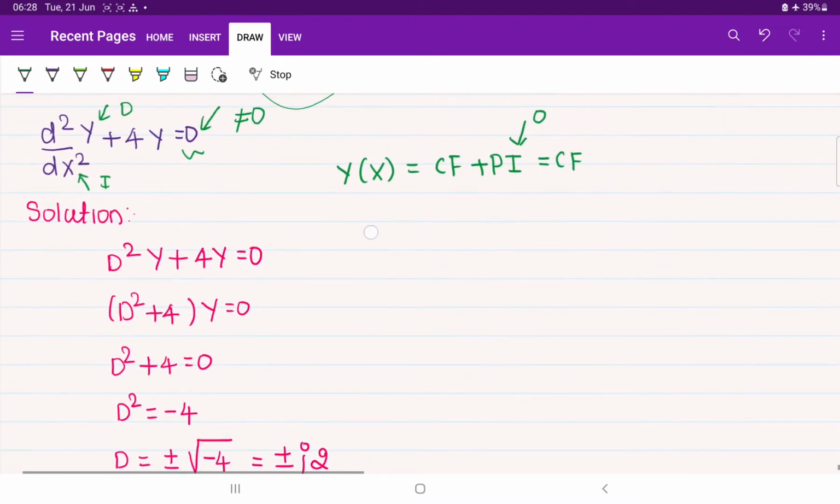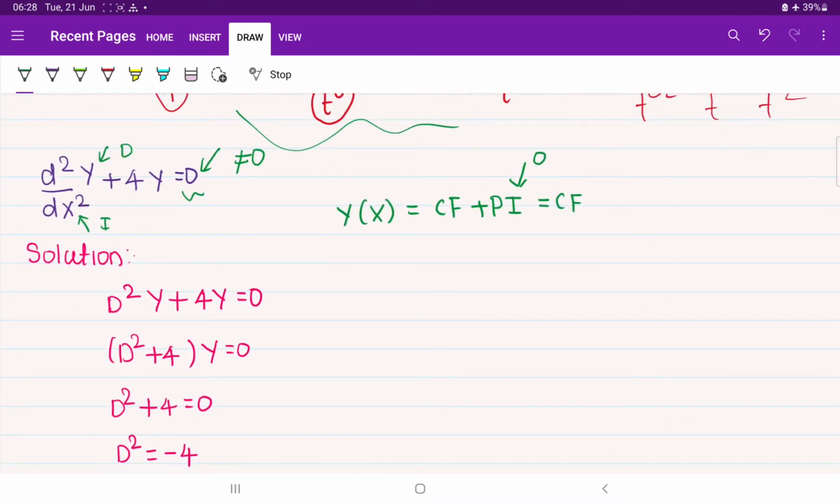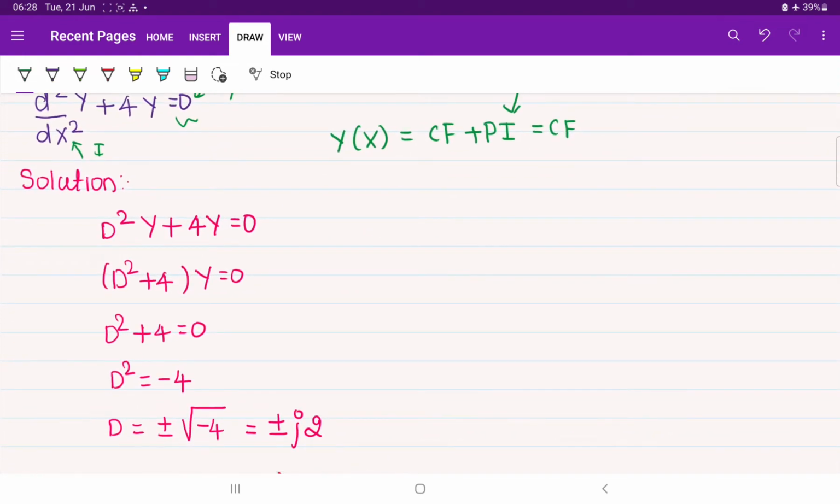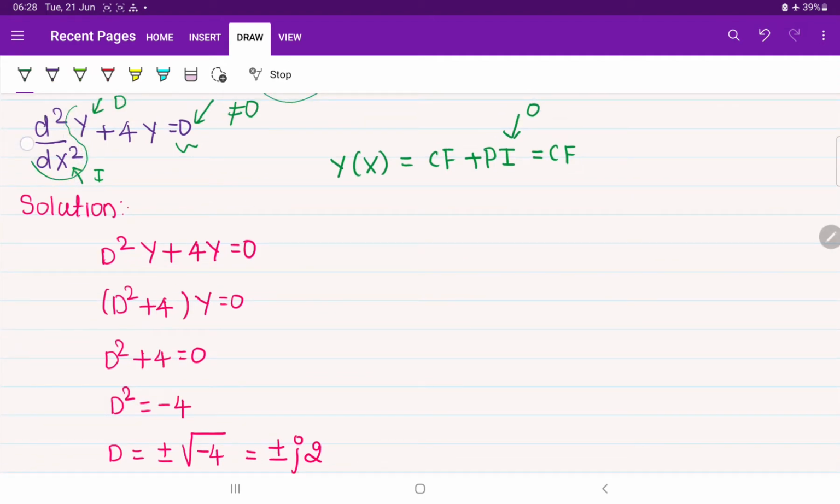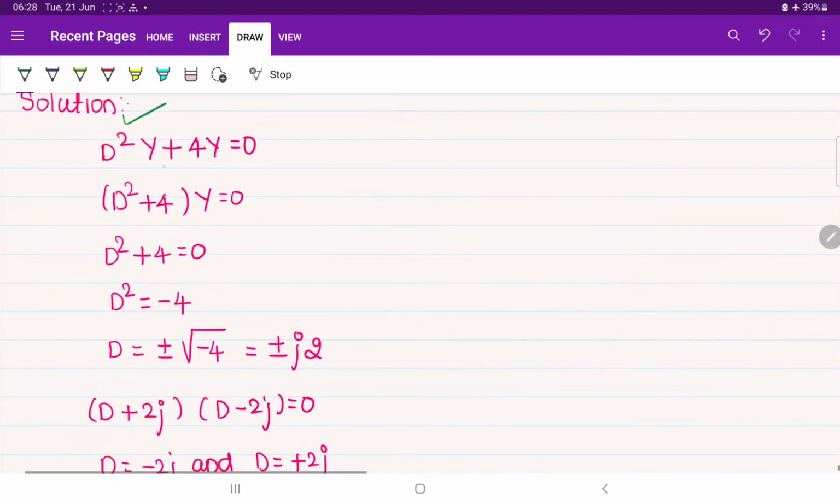Let us take one more question. The given equation is d square y by dx square plus 4y equal to 0. I have started solving this. We know d square by dx square is replaced by capital D square. Then here we have only 4y. I am directly writing the solution in the first step. After that, in the second step, since we have a common dependent variable, we can take it out. After that, we obtain a polynomial expression, which we just equate to 0.